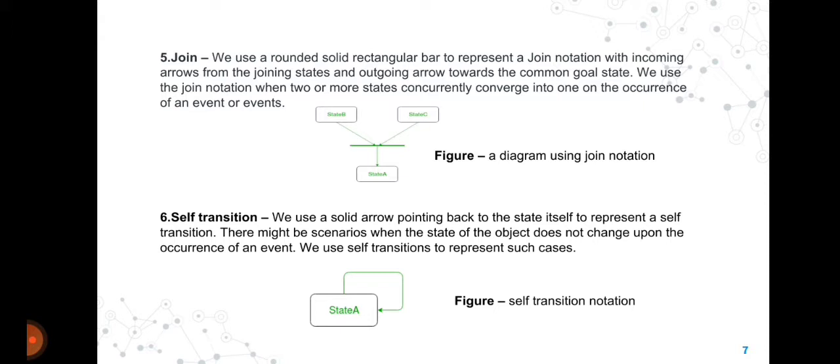The next one is self transition. We use solid arrow pointing back to the state itself to represent a self transition. There might be scenarios when the state of an object does not change upon the occurrence of an event. We use self transition to represent such cases. If a state is not going to another state and it repeats itself, then we use self transition. Here there is a figure for that notation.